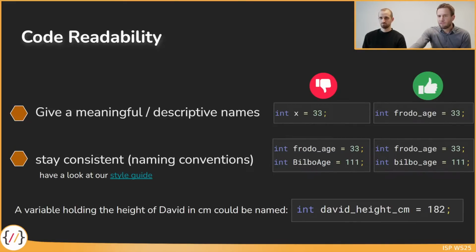A further example for a variable that stores the height of David in centimeters could be David height centimeters and the value. It's way better than just naming it X or whatever. When you read it, the computer does not care what the name is. The computer can also work with X and Y and whatever. But for you as a programmer, it's easier to identify what the variable really should hold when you have a meaningful name.